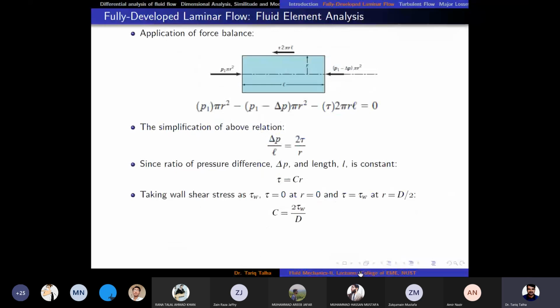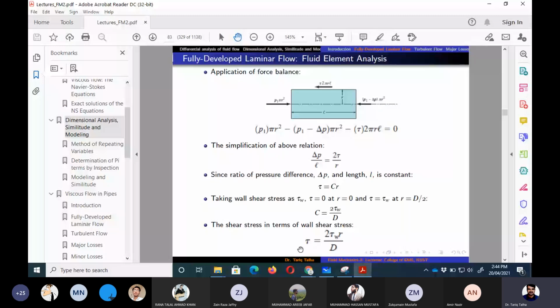Now, if we put this value here, then we can get the value of tau in terms of tau omega. If we put this value here, 2 tau W upon D into R, so tau comes out to be 2 tau W R upon D. So let's take this relation.